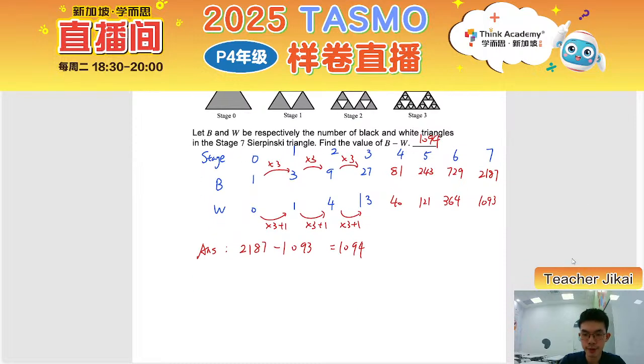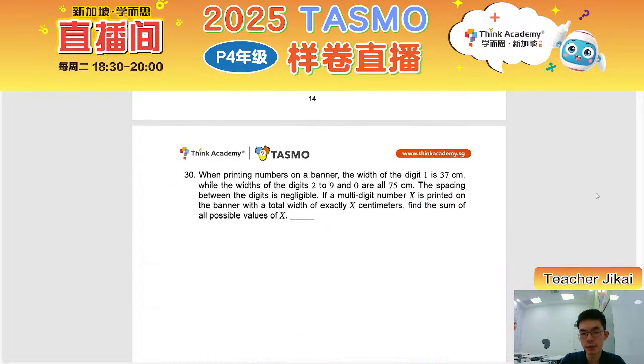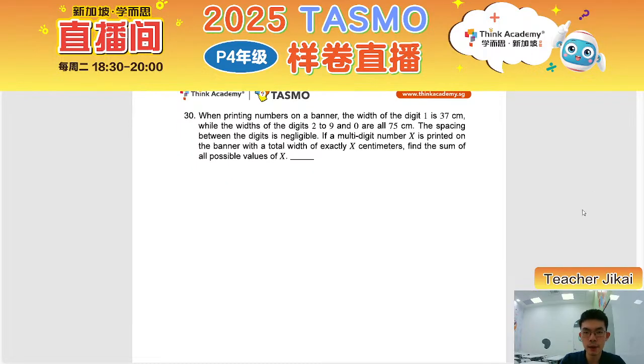Alright. Okay, finally we come to the last question. So printing numbers on a banner, we have digit 1 with length 37, digit 2 to 9 and 0 with length 75, and multi-digits. Okay, we want to find all the possible numbers. Although it is the last question, I don't think it is quite hard, right? You just need to list all the possible answers, right? You just try. So we can just divide it into the different numbers with different digits.